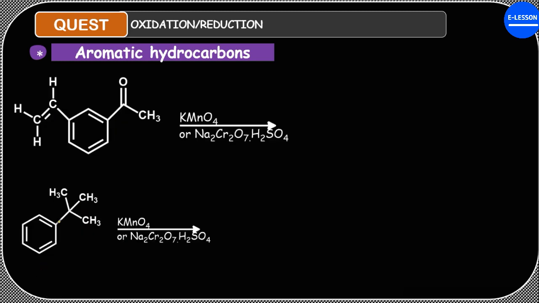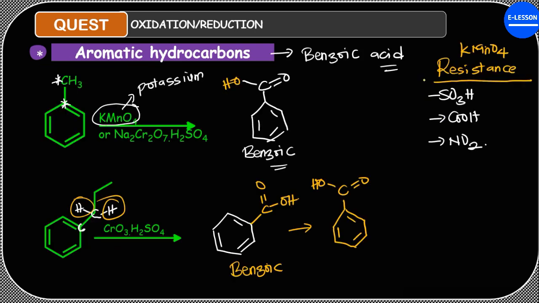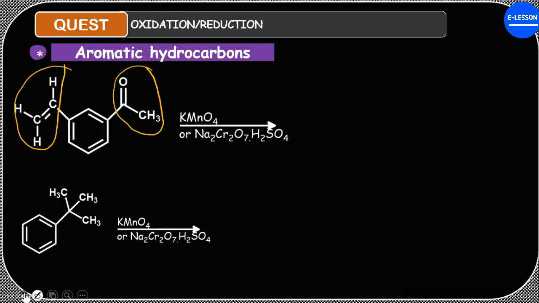Now you are given this. What do you think would be the product of this reaction? Now this is a ketone functional group, and this is an alkene functional group. What do you think will be the product of this reaction? The first thing you need to look at is resistance to KMnO4 oxidation. Come here, look at the functional groups I listed for you. These are the functional groups that are resistant. So look at these ones. Are they resistant? They are not resistant. So the product of this reaction would be something like this.